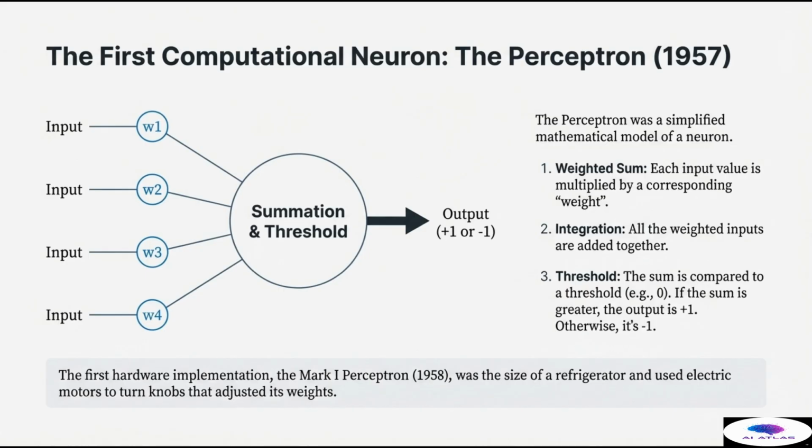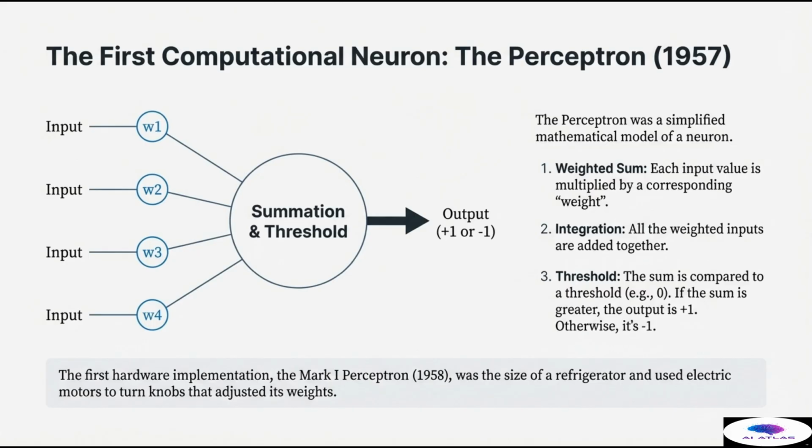First, we have the weighted sum. Each input value, x1, x2, x3, x4, etc., is multiplied by its corresponding weight. As we established, these weights are the adjustable parameters learned during training. They determine the importance of that specific input. If a weight is large, that input contributes more significantly to the final decision.